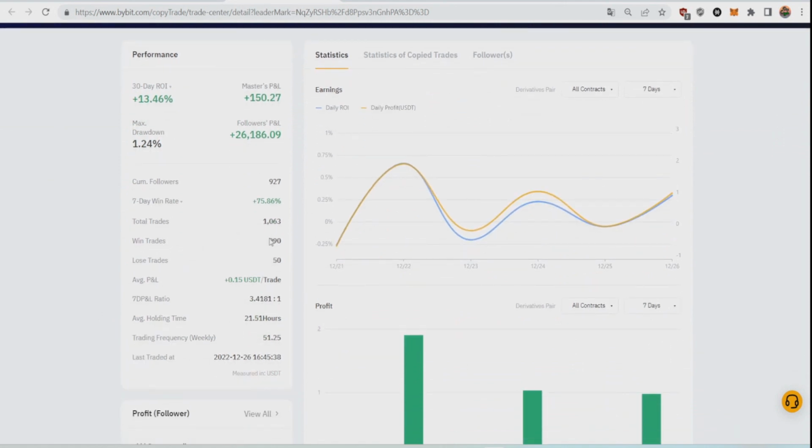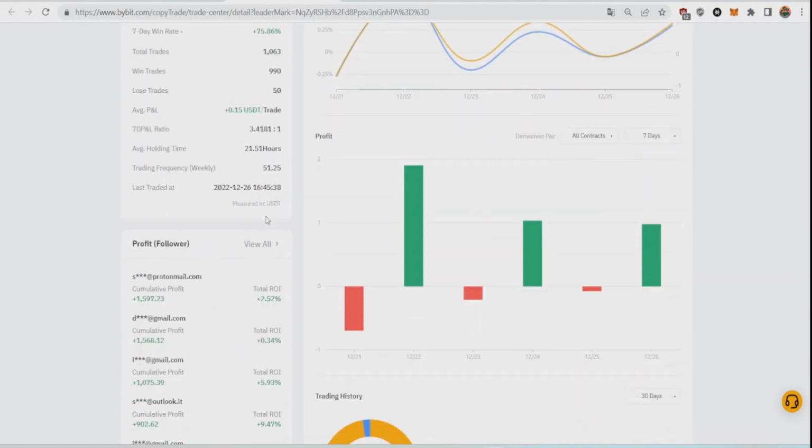His total winning trades are over 1000 and his losing trades are only 50, and he didn't even lose any trades, guys. This is just followers losing trades, because I've been following this guy for ages and I've not lost a single trade. So I look at people who got an amazing amount of wins and like no losses at all, guys.